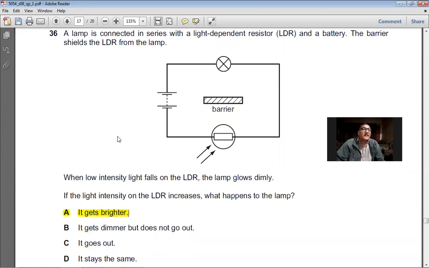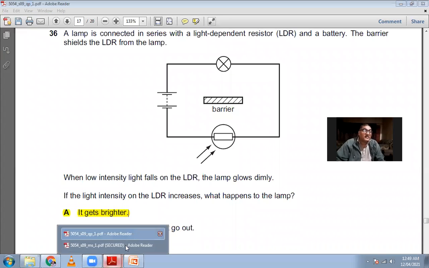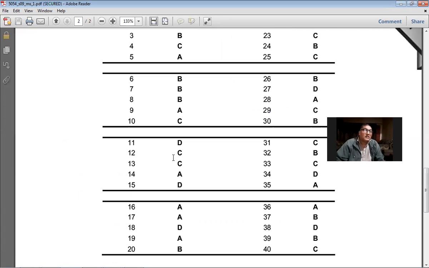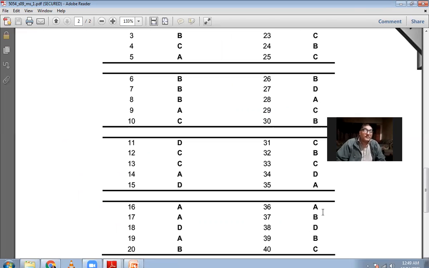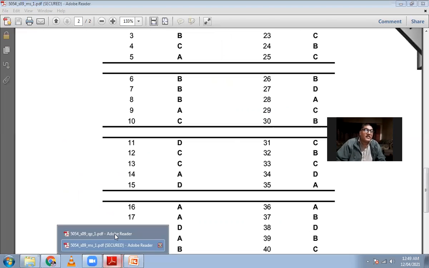So I think A is the choice. Question number 36. A is the right option. So you can see this. A is the right option.